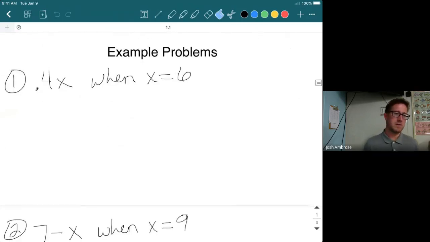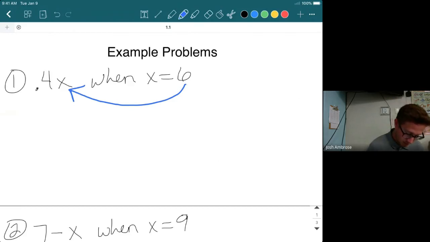Let's say you are given 0.4x, and then they say, okay, x is 6. All right, so let's just go ahead and take that 6 and replace the x with 6. So really you're looking at 0.4, and that's going to be multiplied by 6.